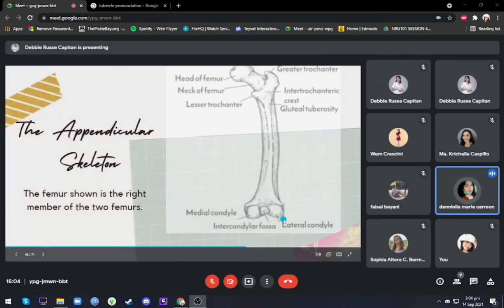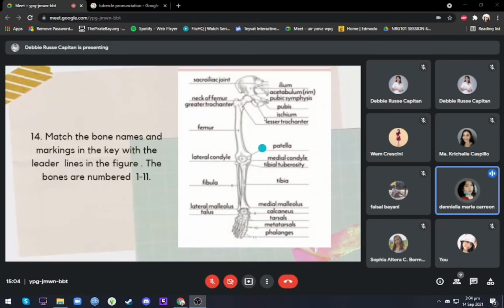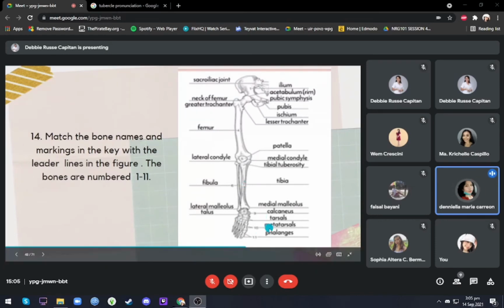Number 14, match the bone names and markings in the key with the leader lines in the figure. The bones are numbered 1 to 11. So number 1 is ilium, number 2 is pubis, number 3 is ischium, number 4 is femur, number 5 is patella, number 6 is fibula, number 7 is tibia, number 8 is talus, number 9 is calcaneus, number 10 is metatarsals, and number 11 is phalanges.